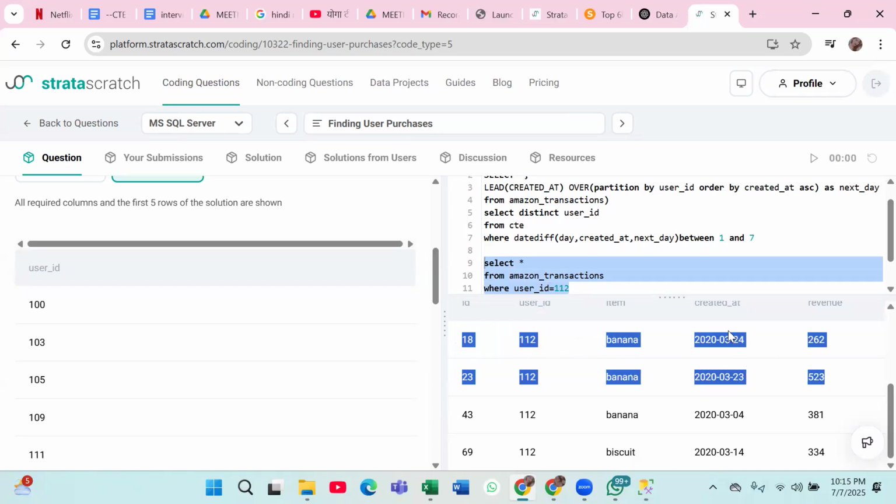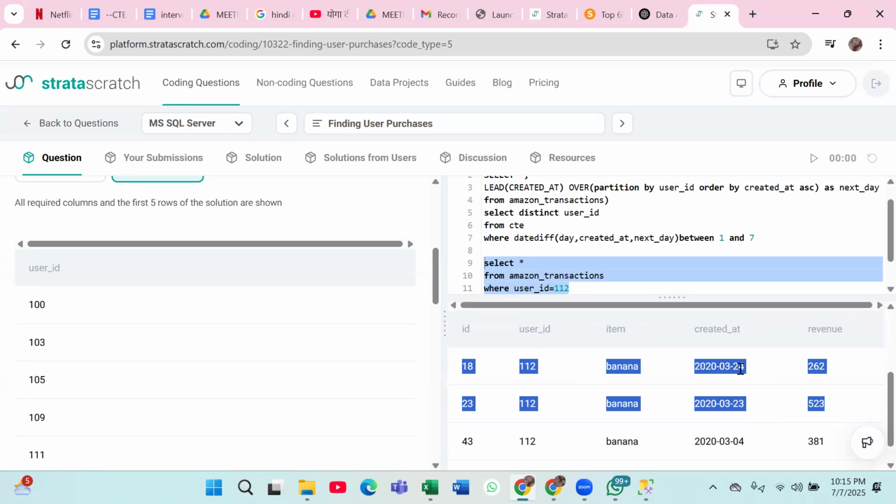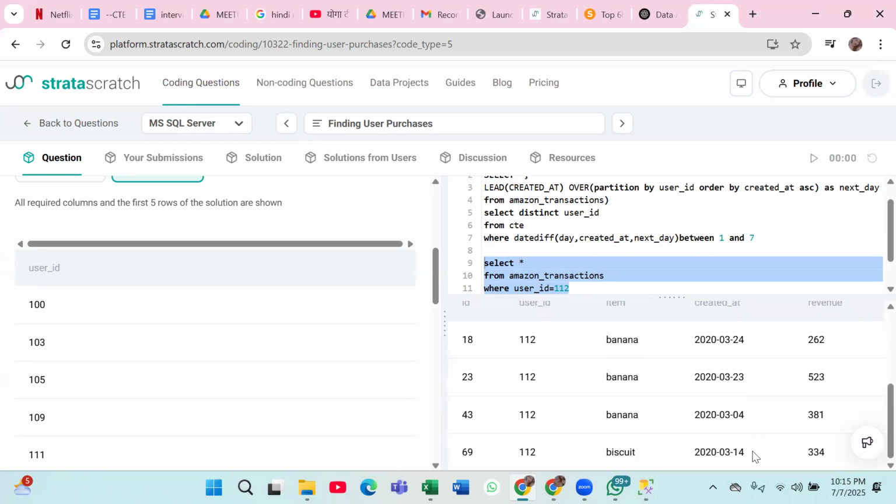You can see that 23, 24. Don't you guys think that? Yeah. It is within 7 days only, right? This. Hmm. Yes, it's within 7 days.